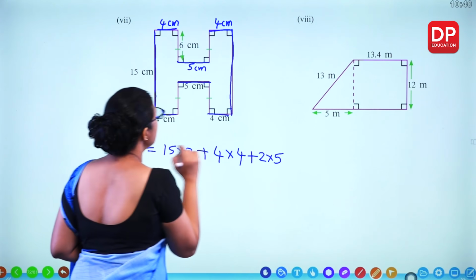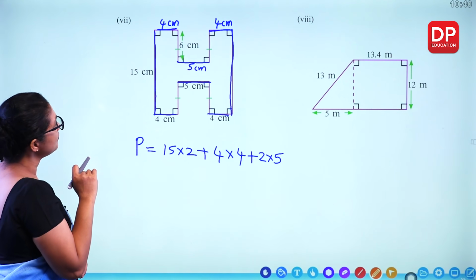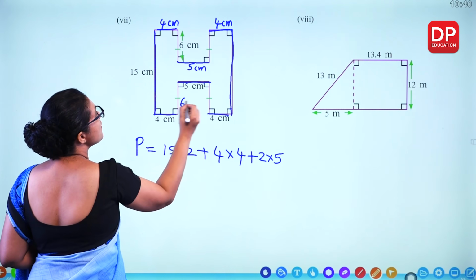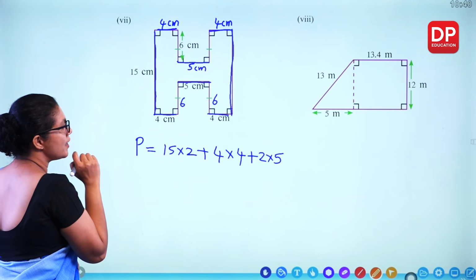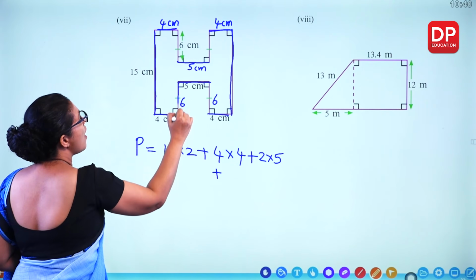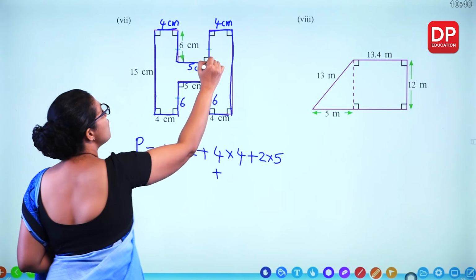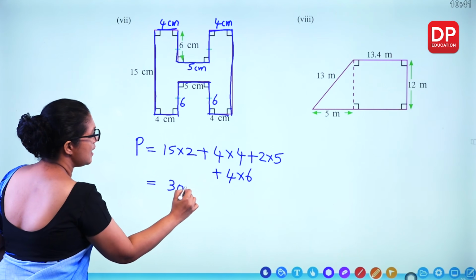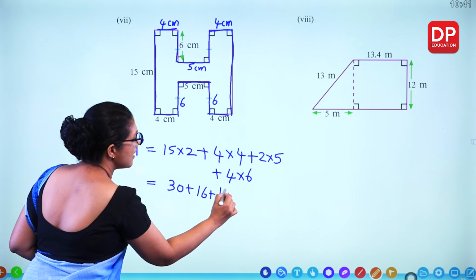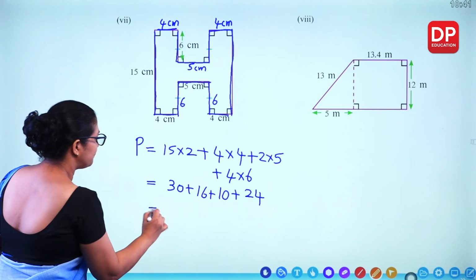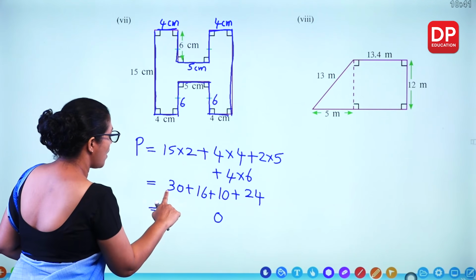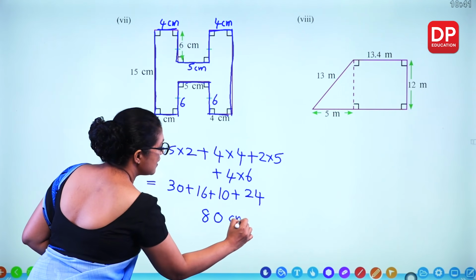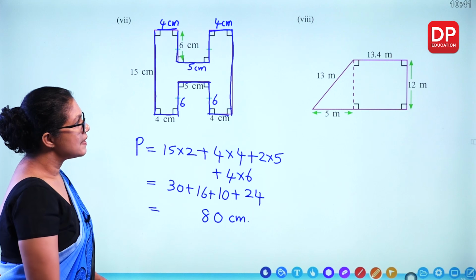Now what about this one? This length? This is equal to this, given 6. Now we'll find out the length 6. 1, 2, 3, 4. 4 times 6. Now add it together. 30, 16, 10 and 24. 1 remaining here. 4, 5, 6, 7, 8. 80 centimeters.